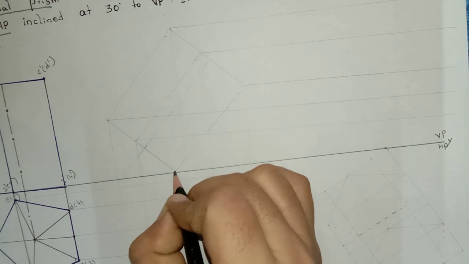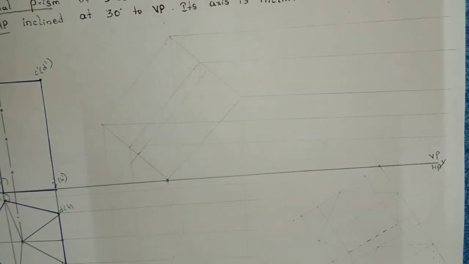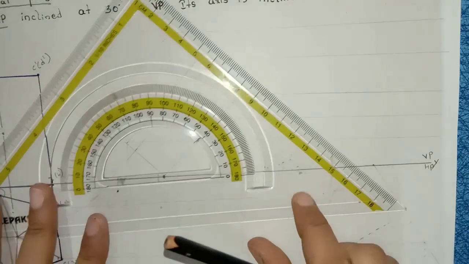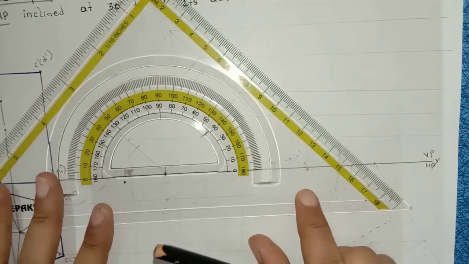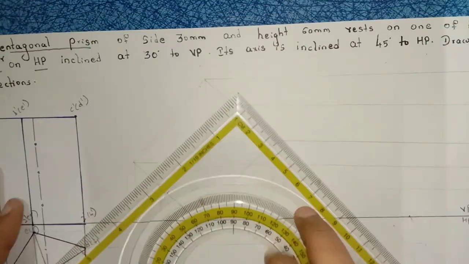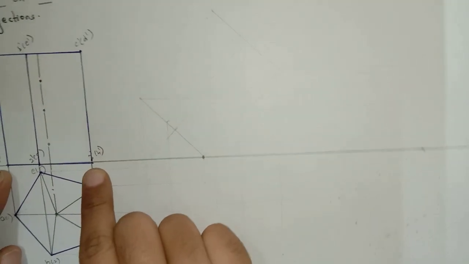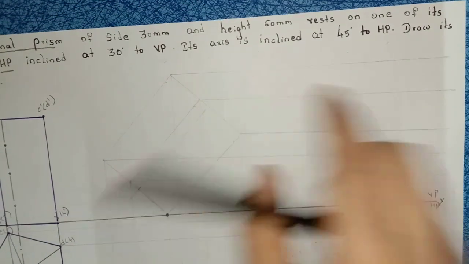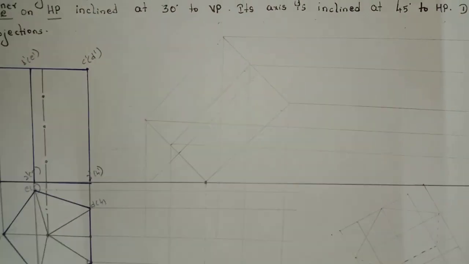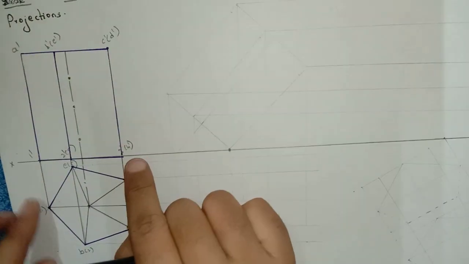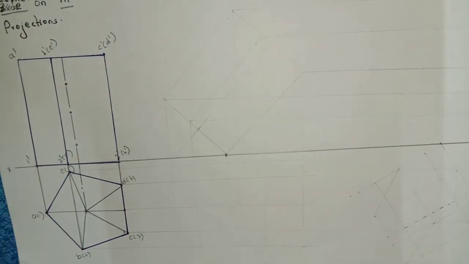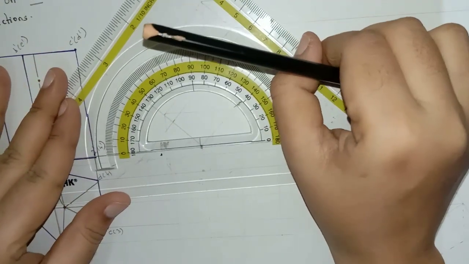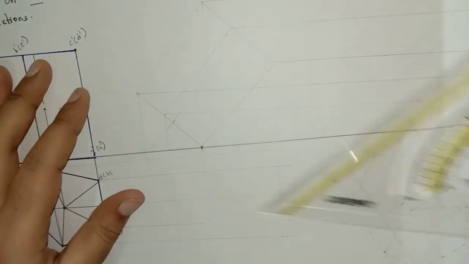Mark a point on the reference line, right? You can leave any distance. Now place your protractor on that point, right? So as I said already, I am taking this length with an angle of 45 degrees here. In question they asked axis is inclined at 45 degrees, right? But I am taking this base with an angle of 45 degrees. I am placing my protractor on this point, right? I will mark 45 degrees angle, right?